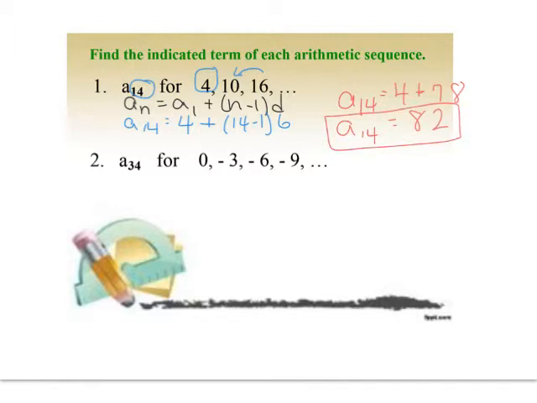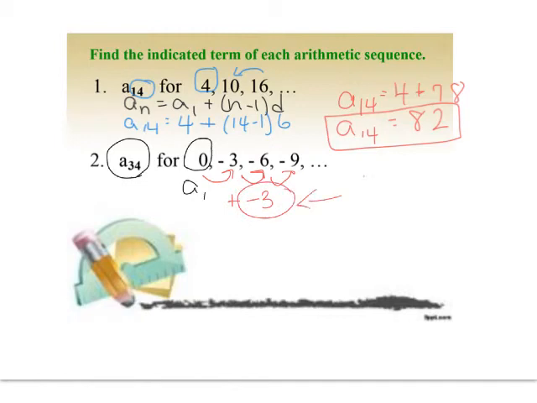The last example asks us to find the 34th term. Find the 34th term of the sequence where A1 is going to be 0. And this time, what's the common difference? Well, this time we're not increasing. We seem to be going further and further into the negative. So we're adding negative 3. So negative 3 is D. A1 is 0. D is negative 3. And we're looking for the 34th term.